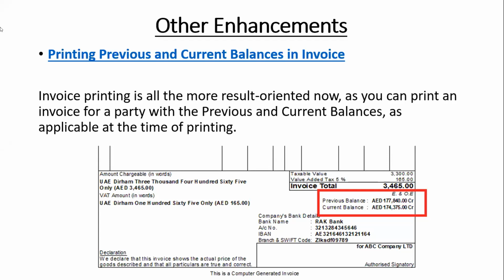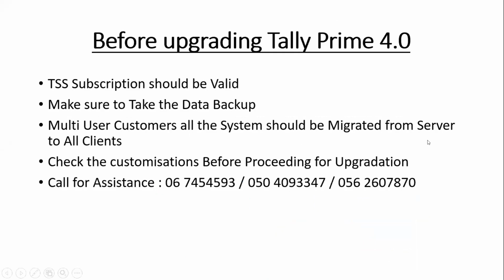Before proceeding with the data, make sure you take a data backup. Your TSS Tally subscription should be valid to go for Tally Prime 4.0. If you want to upgrade, please call us. We will upgrade and give it to you. If TSS is valid, you can go to Tally 4.0 at the click of a button. Make sure you take all the data backups and the TCPs before migrating to Tally Prime 4.0.